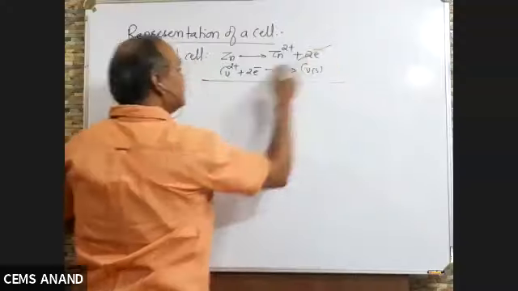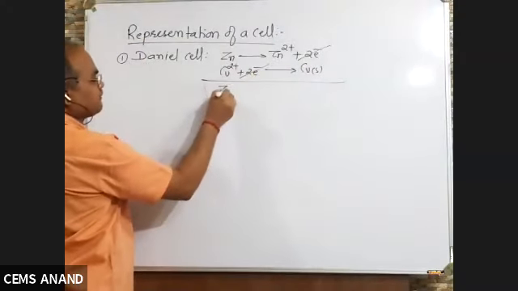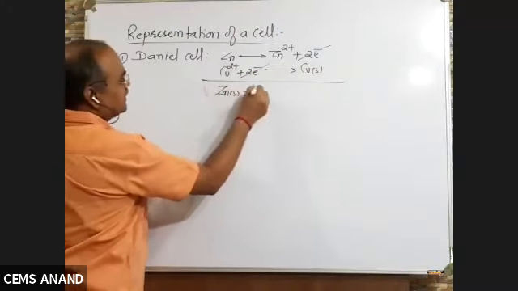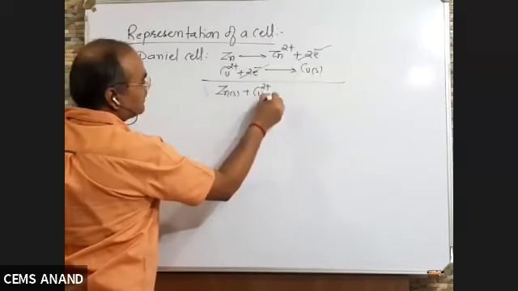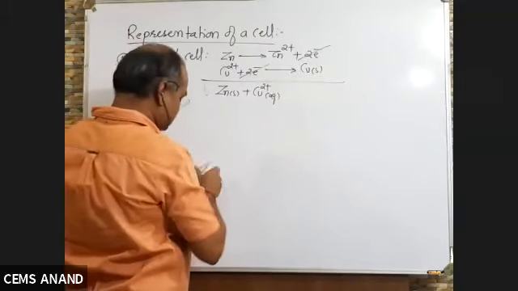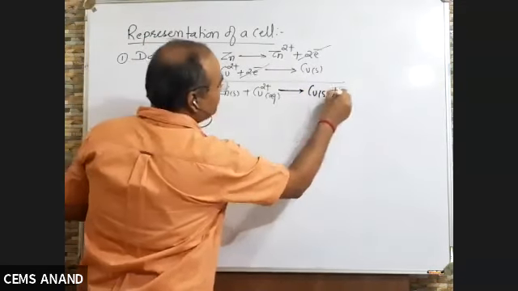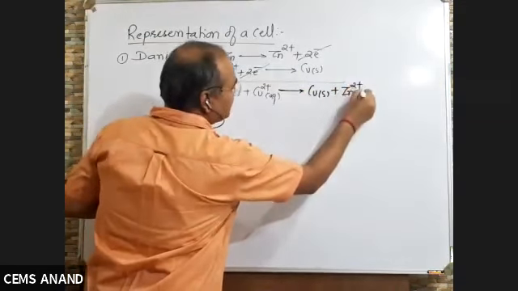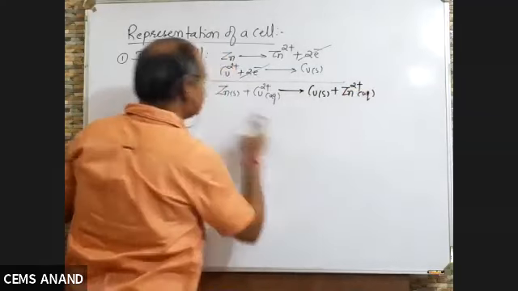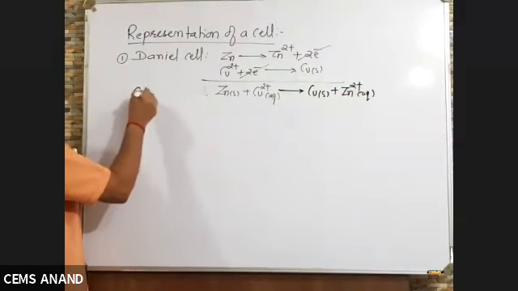This one. Two electrons cancel. Zn solid plus Cu2+ aqueous gives Cu solid plus Zn2+ aqueous. This is called the cell reaction.